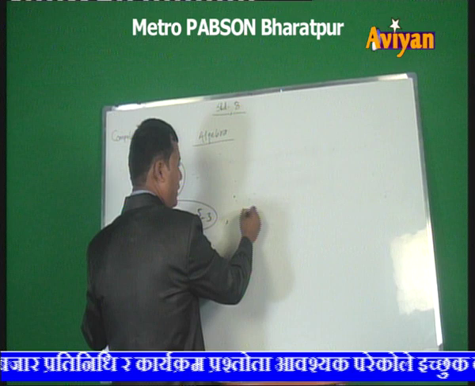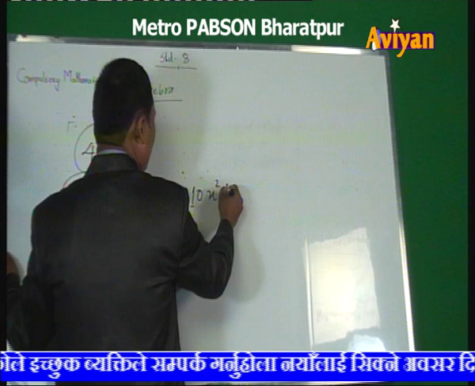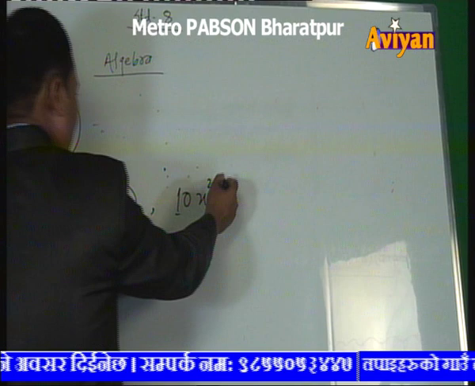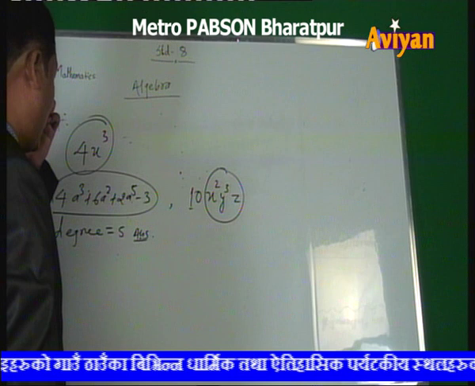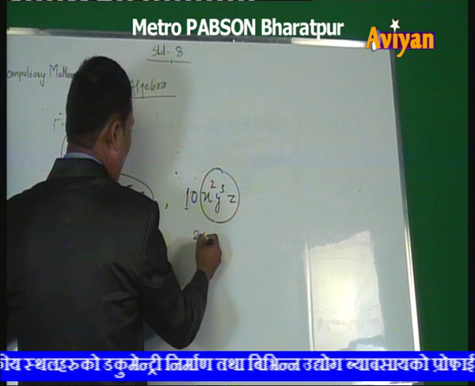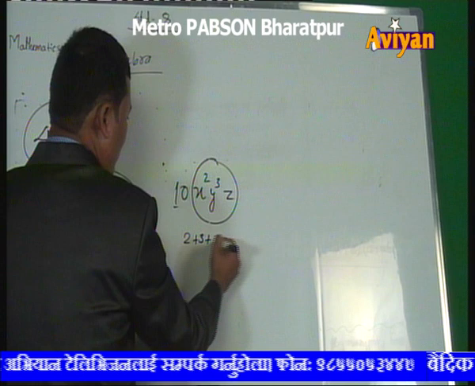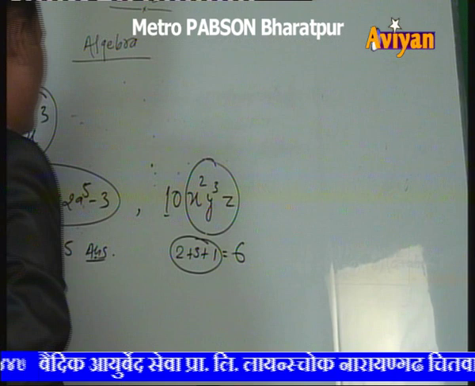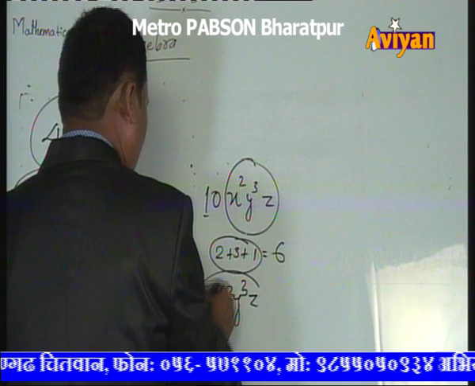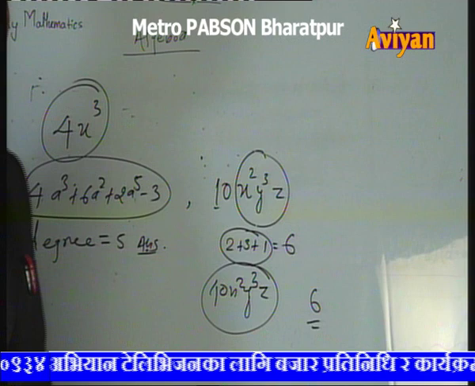And next example please, 10 x square y cube z. Then what is its degree? That is the product form, so its degree is 2 plus 3 plus 1. What is the power of x? 2. What is the power of y? 3. What is the power of z? It's 1. What will be the sum? 6. So the degree of 10 x square y cube z is 6.